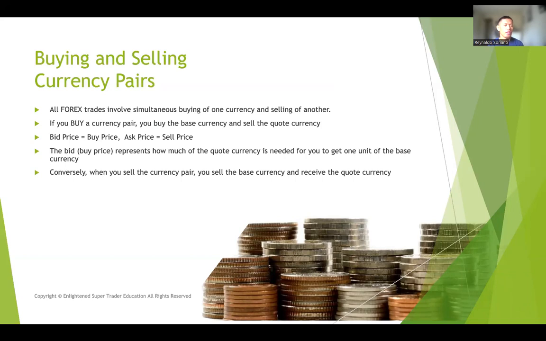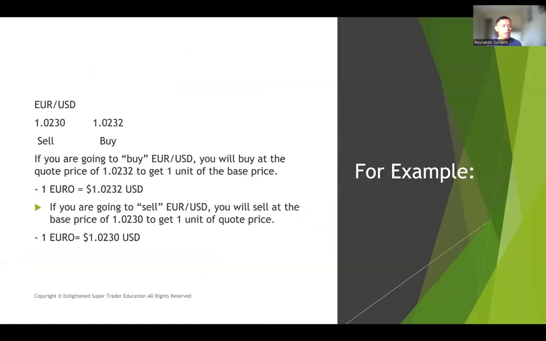Conversely, when you sell the currency pair, you're selling the base currency and you're receiving the quote currency. So the ask price, which is the sell price for the currency pair, also represents how much you will get in the quote currency for selling 1 unit of the base currency. For example, let's take the euro against the US dollar.